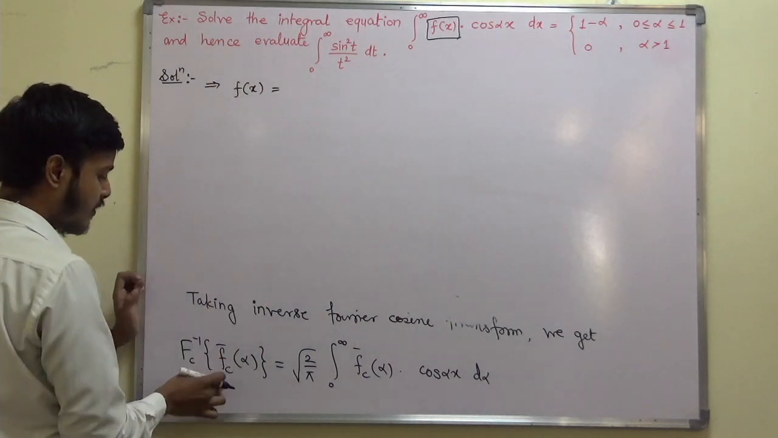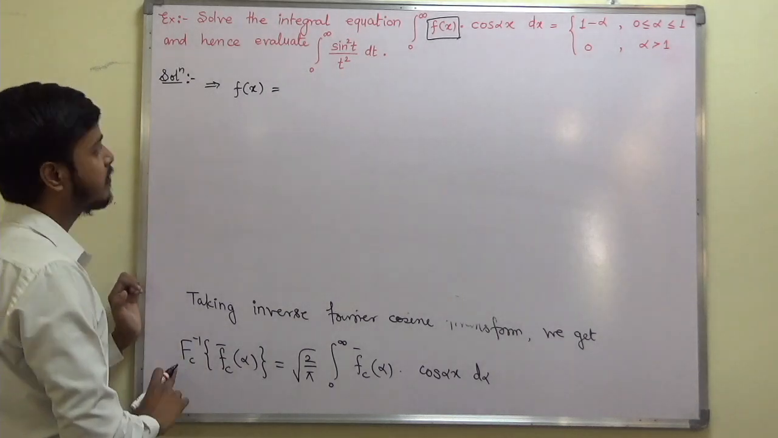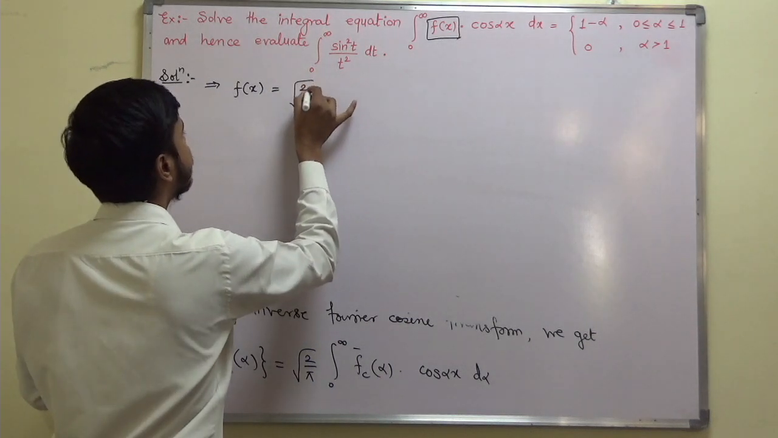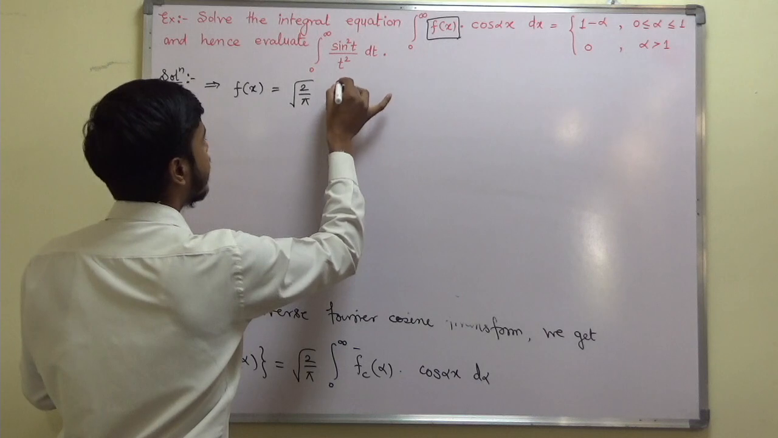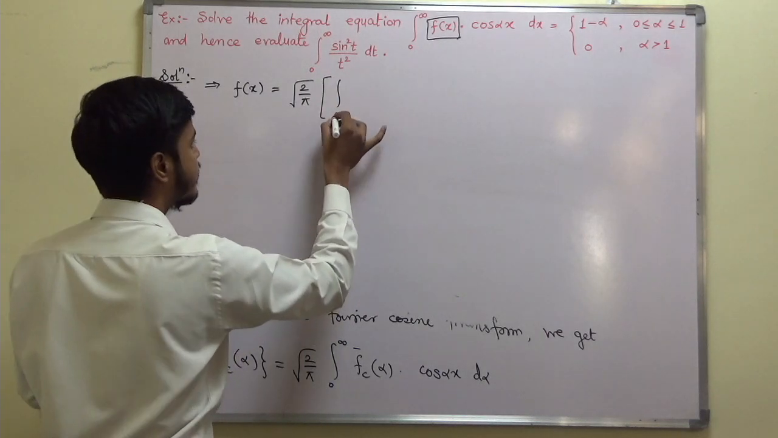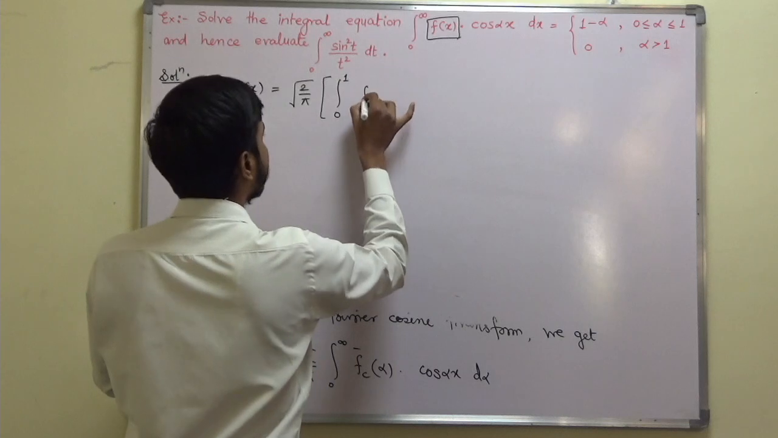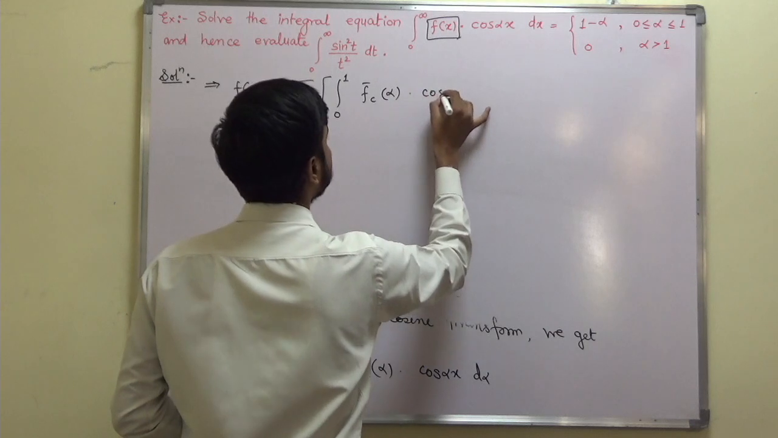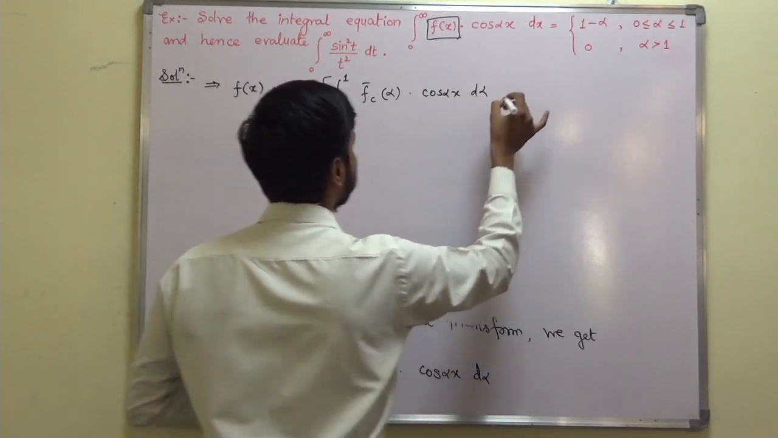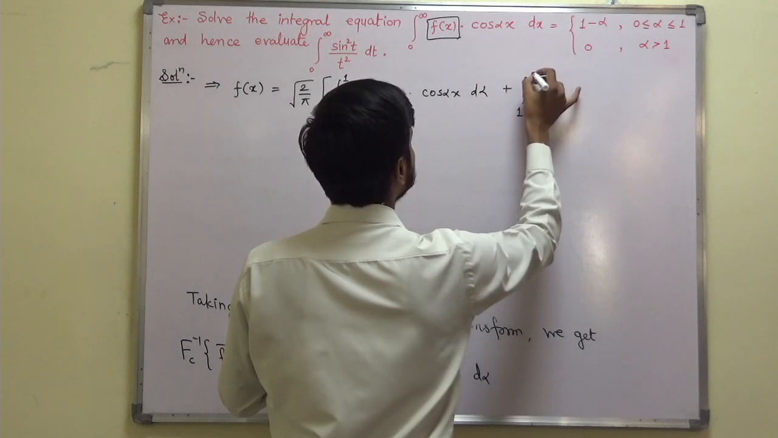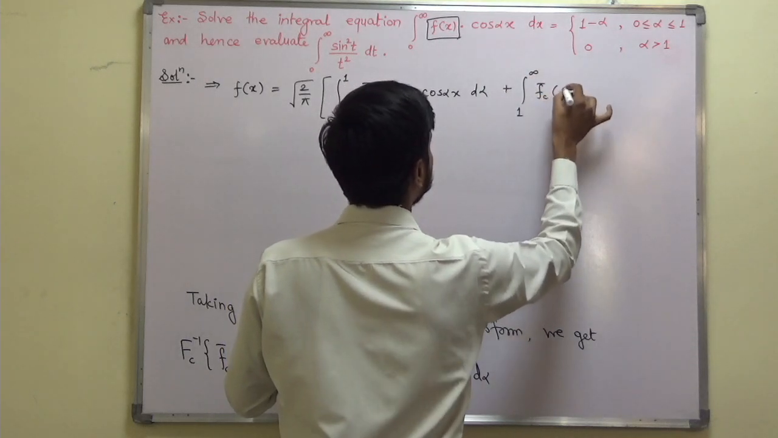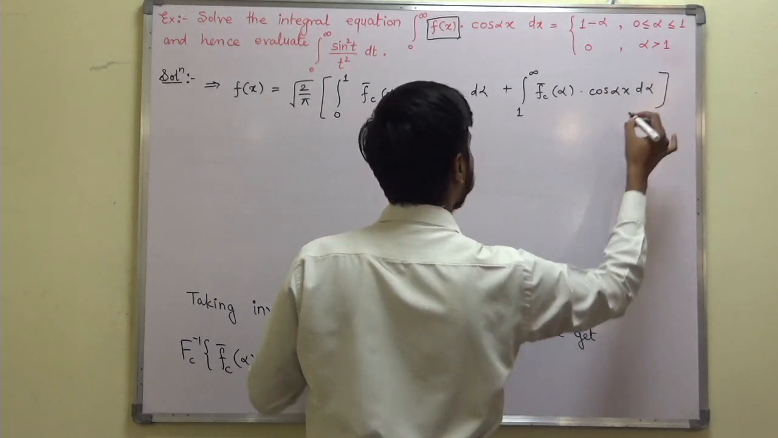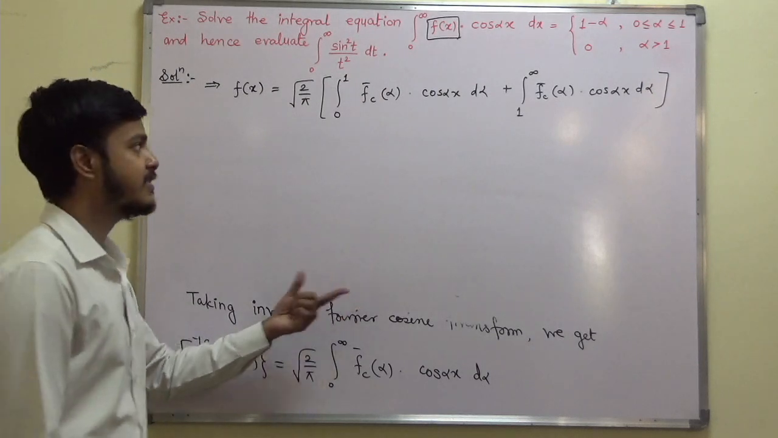So because the Fourier cosine transform and its inverse cancel each other, we get the function f of x equal to root 2 by pi integration. Now I am breaking this as 0 to 1 of Fc bar of alpha into cos alpha x d alpha plus integral 1 to infinity of Fc bar of alpha into cos alpha x d alpha. Okay, and I have written here the function, I just rubbed it.